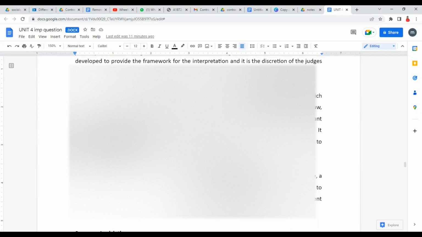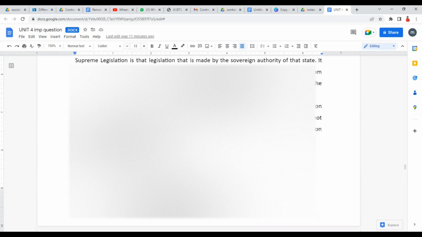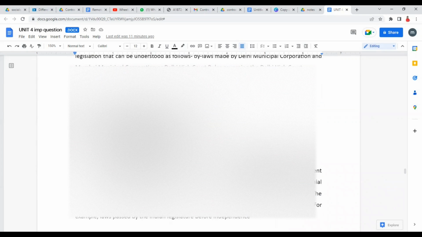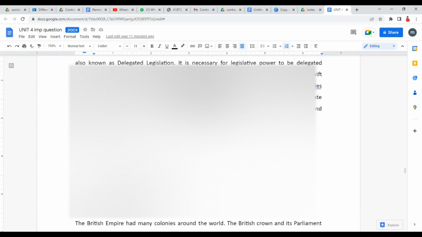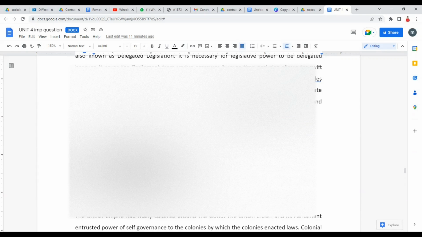Is it clear? Any doubt? No, ma'am. Okay, so supreme and subordinate we have. Within subordinate, we have different classifications, 5 different types of legislations that we see.